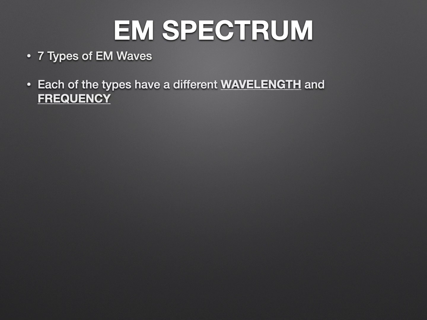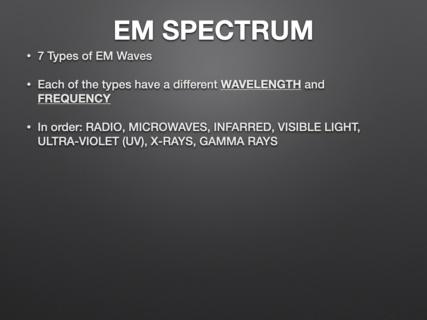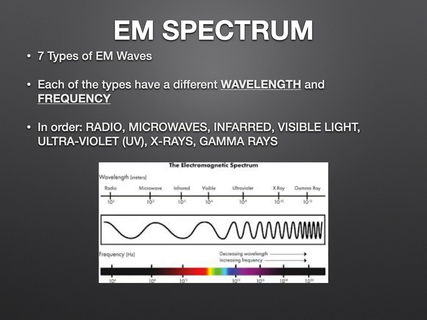Each of the types of waves has a different wavelength and frequency. So you can see that the words we learned before we tracked out are coming back into this unit because they're all part of waves. And in order, it is radio waves, microwaves, infrared, visible light, ultraviolet, also known as UV, X-rays, and gamma rays, and they can go either way. Most of the time you'll see them radio to gamma, but sometimes you'll see them gamma to radio. And here's a picture of the EM spectrum.